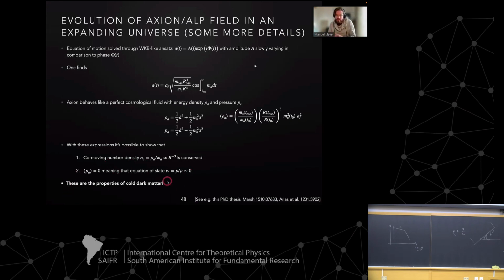So what does it mean now? That means that you have to think of the axion field as a classical field in this picture. And this classical field will have slow oscillations. And these oscillations give you some energy density and some pressure. The pressure is 0. The energy density on average is given by this expression. And this has the exact same properties as your WIMP cold dark matter, for example.